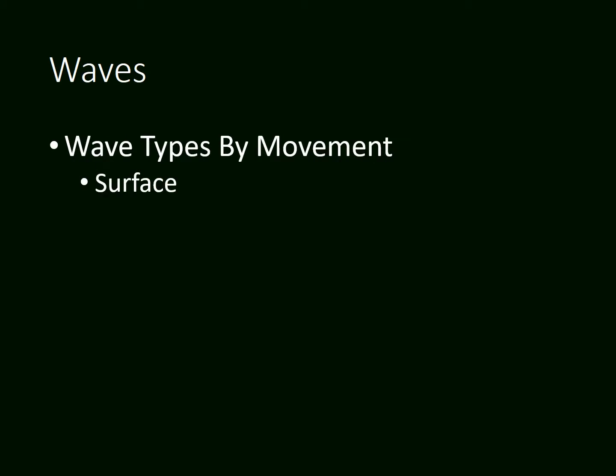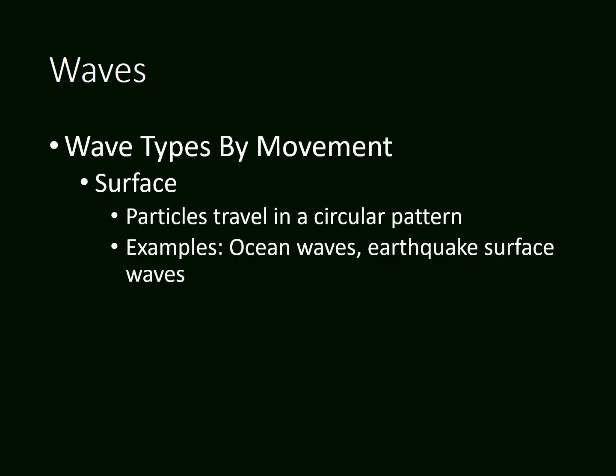Okay, the final type of wave by movement is a surface wave. With a surface wave, the particles travel in a circular pattern. Examples of this would be ocean waves or earthquake surface waves. So the particles actually move around in a circle, but again, the energy is going to move left to right across the screen.